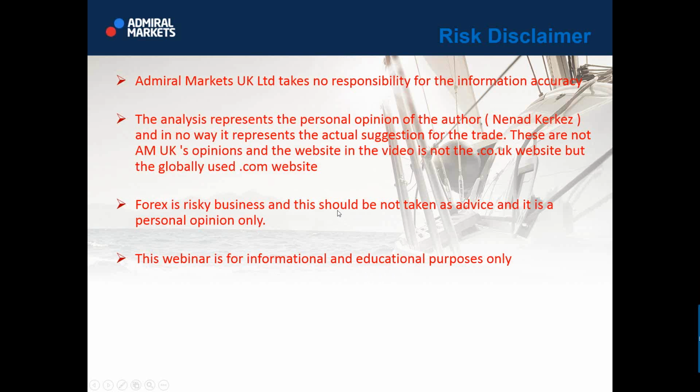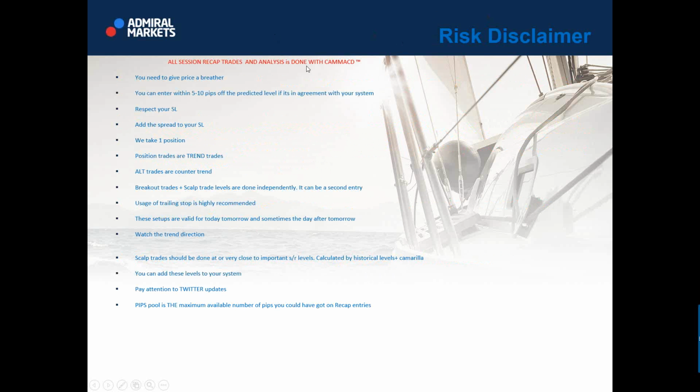Okay? So with having said that, let's do a quick disclaimer about our trading for our newcomers, and then we can proceed. As always, guys, you need to give price a breathing room. So you enter usually from the analysis within 5 to 10 pips of the predicted level. Of course, if it's in agreement with you and your system, always respect your stop loss and add a spread to your stop loss. Okay? We take only one position, either positional trade or alternative trade, whichever hits first. Position trades are trend trades, alternative trades are counter trend trades.